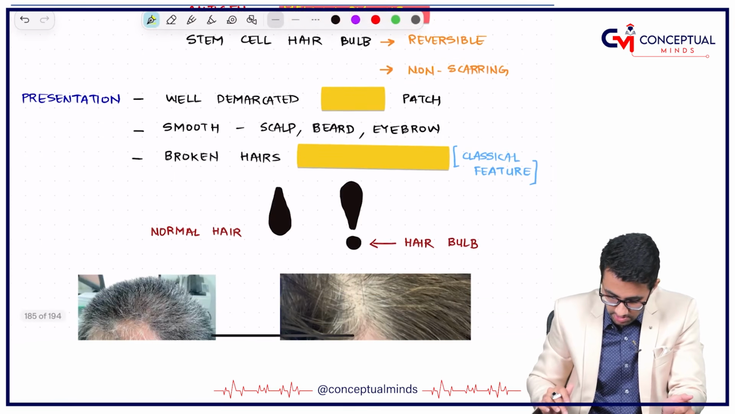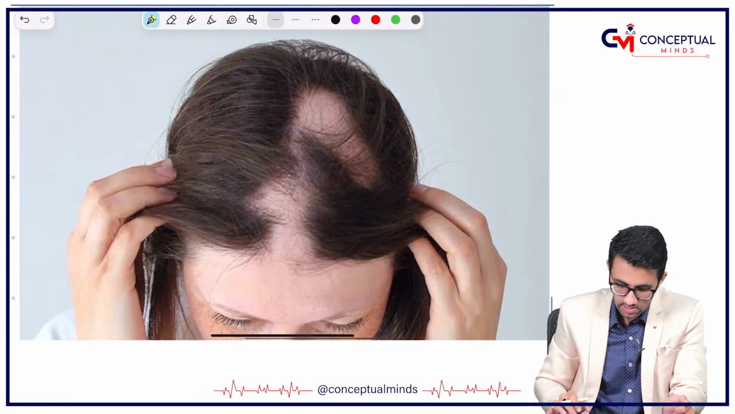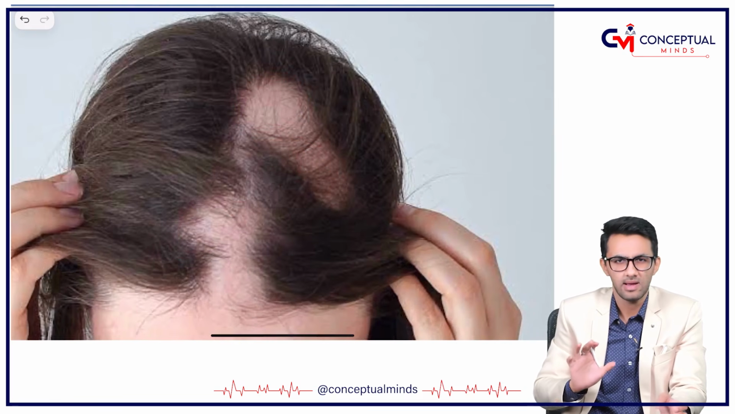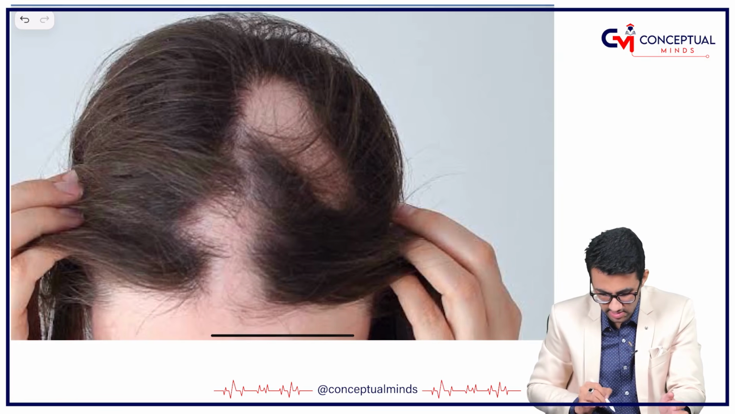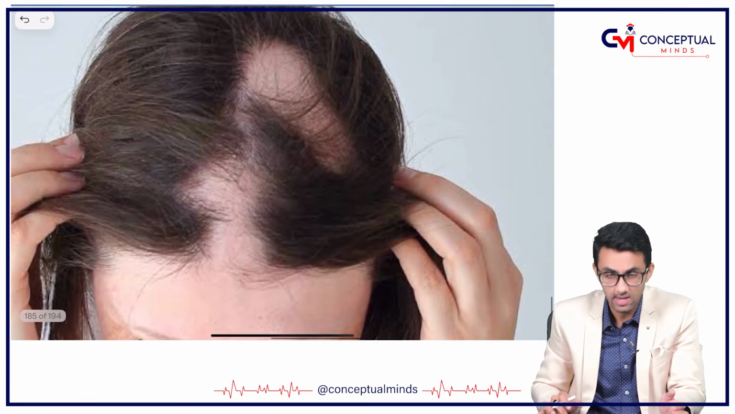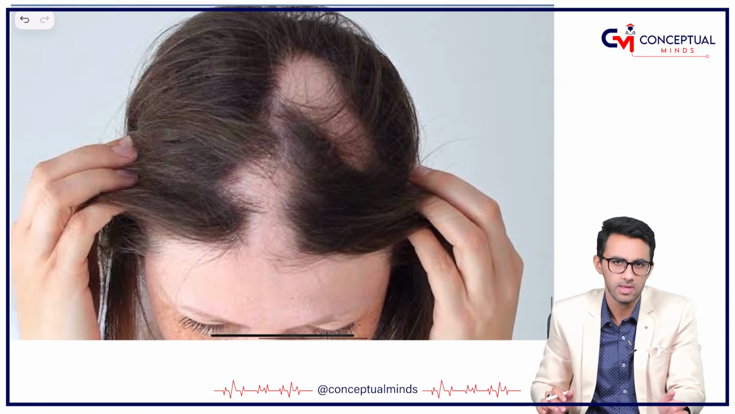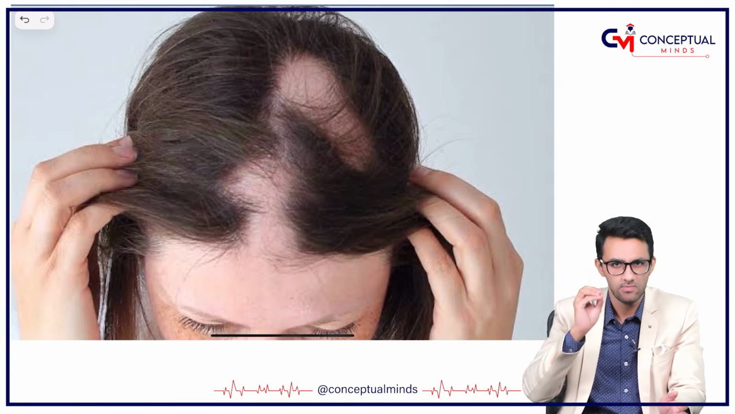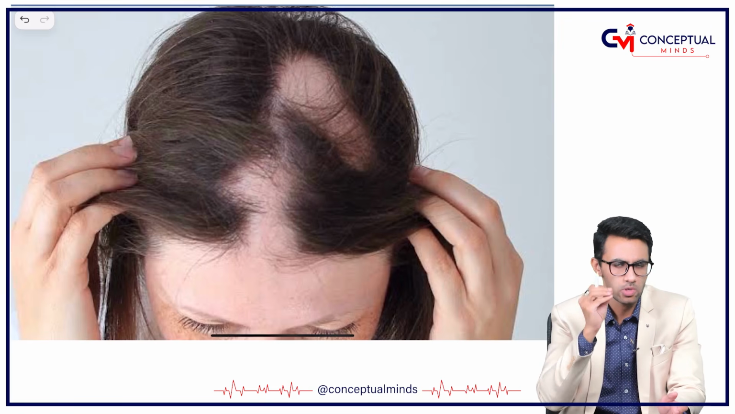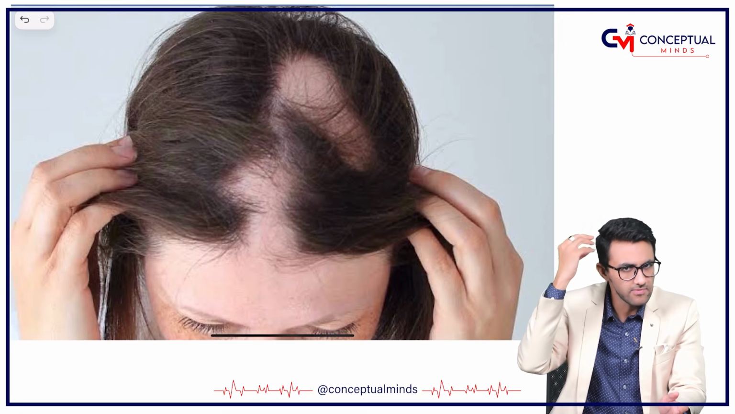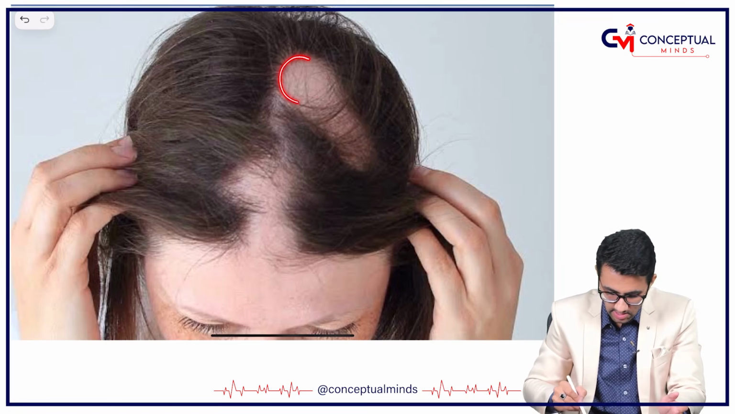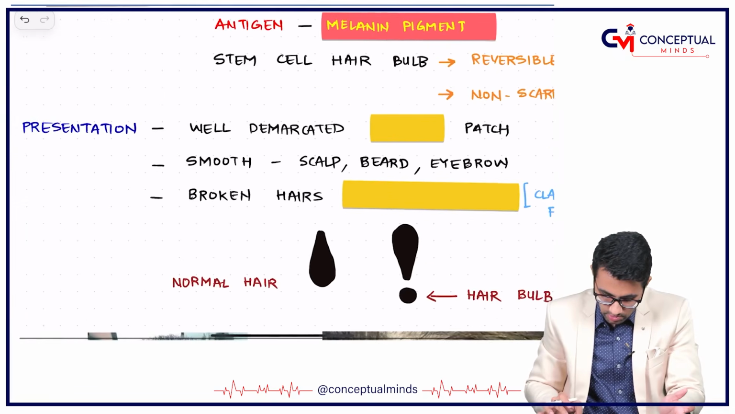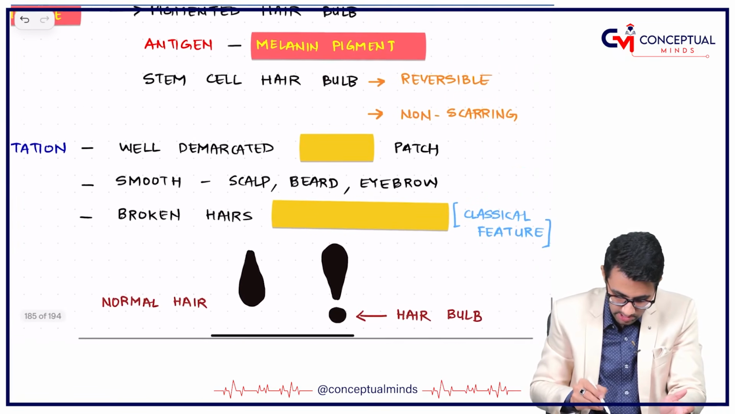Presentation, tell me, how is the presentation? This is the image of it. You can tell that it is a very well demarcated circular region. Probably it is a female patient. If it was a male patient, he would have short hair, so we could see the lesion very clearly. So it is a circular, well demarcated patch.